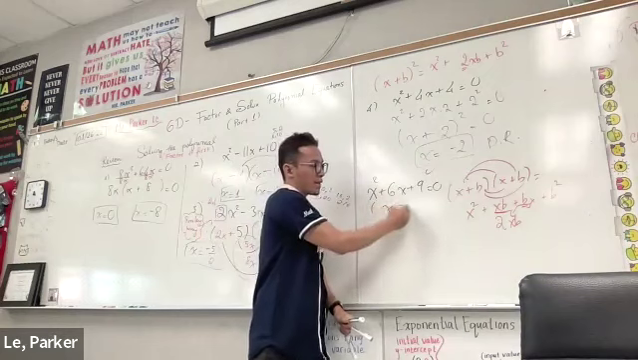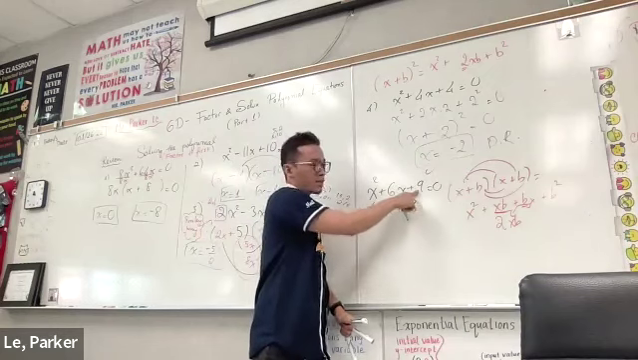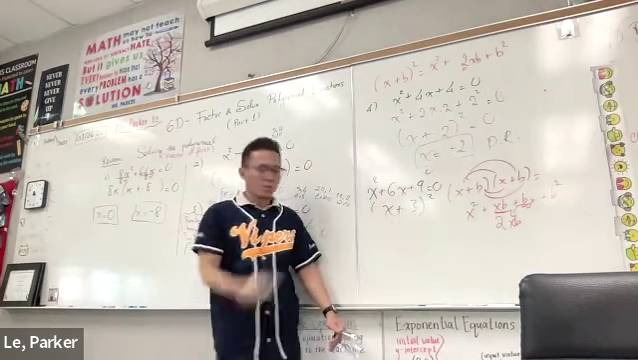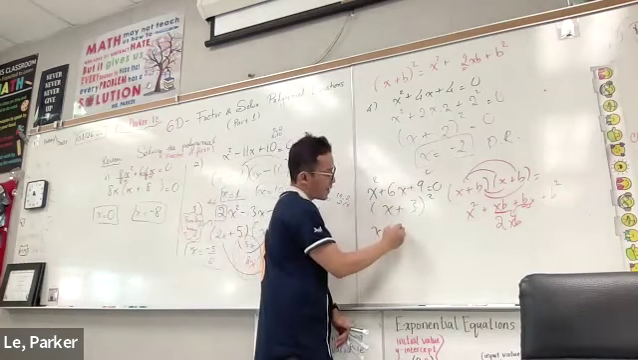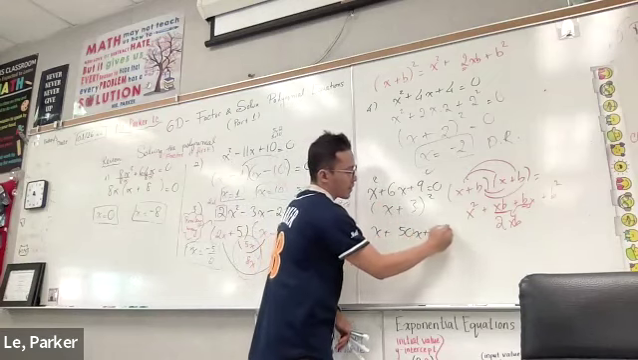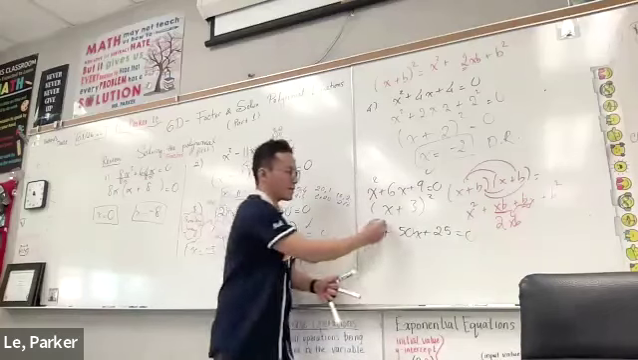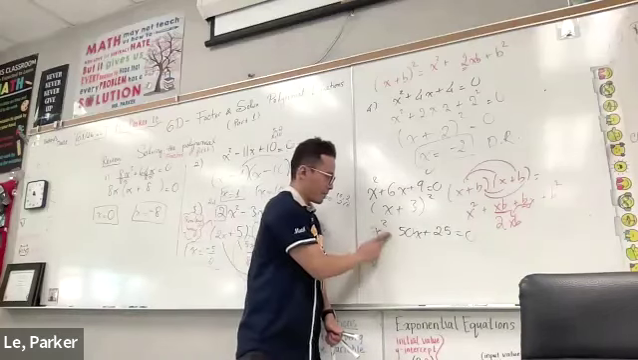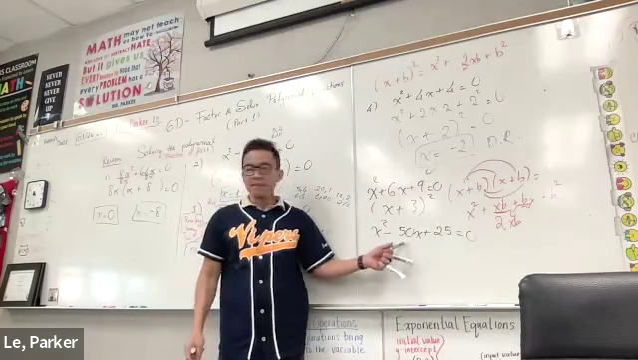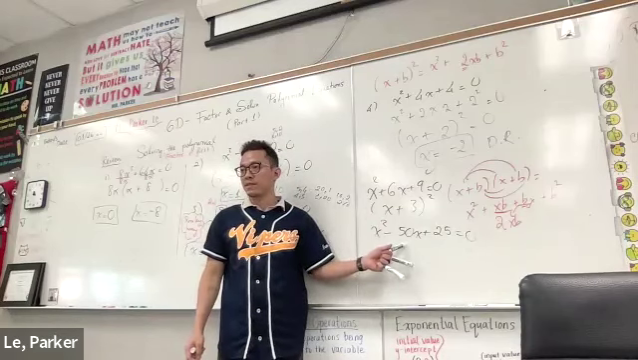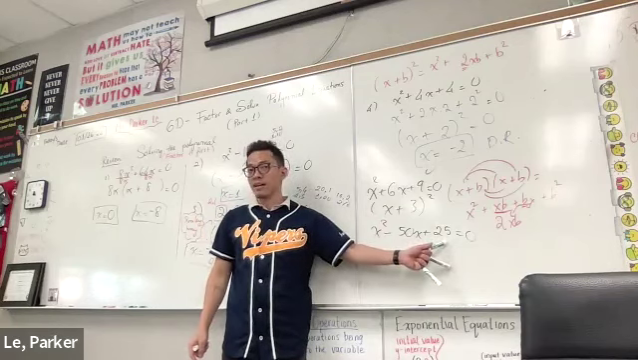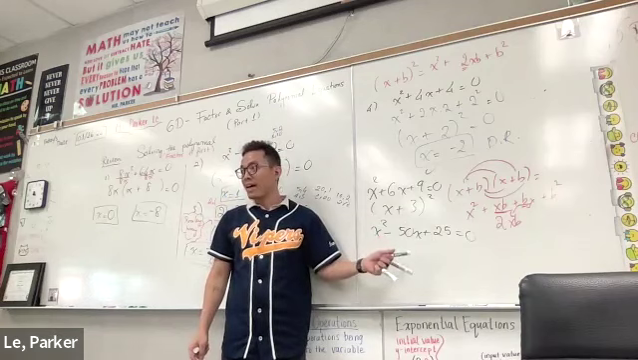And what is it equal to? X plus 3. Right? 3 squared is 9. Let's do one more. Is it a formula? Yes or no? Let's check. 50 divided by 2 is 25. 25 squared is not 50. So this is not. Even though it looks like it, it's not.